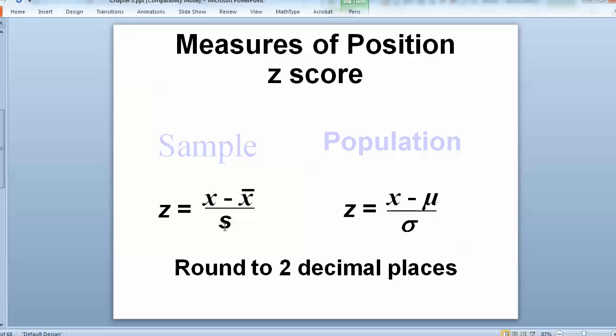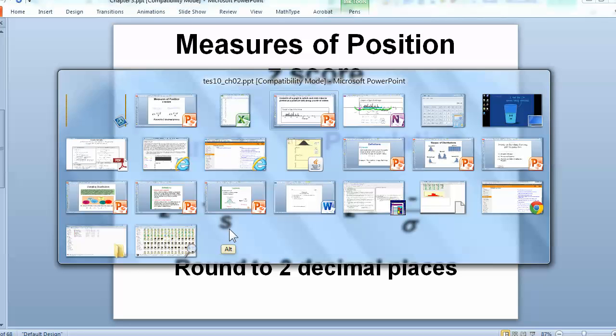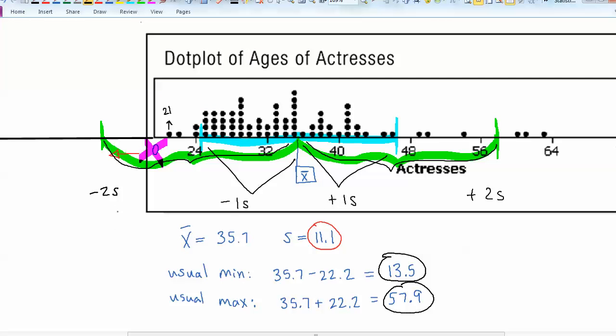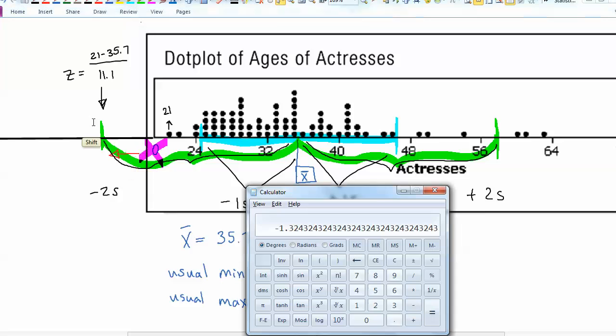So in fact, let's look at that for that young age of 21. Switch back here. What would this one as a standardized score be, a z-score? Well, it would be 21 minus 35.7 divided by 11.1. Make the z look nicer. And we would get a negative 1, and for z-scores, these standard scores, we like to go to the hundredths. So a negative 1 and 32 hundredths.